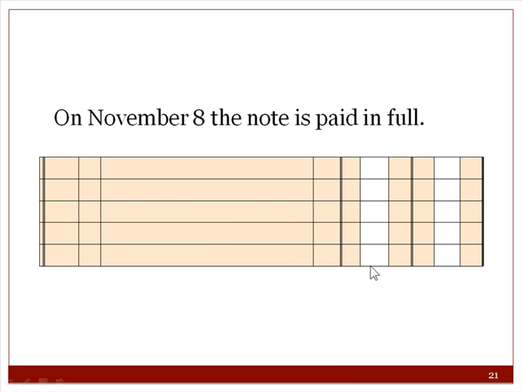On November 8th, the note is paid in full. So the note comes off your books, and there's the cash. Notice you recorded the expense, the interest expense, at the time that you purchased the inventory.